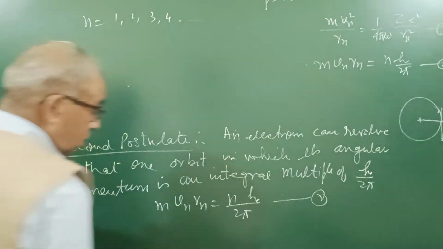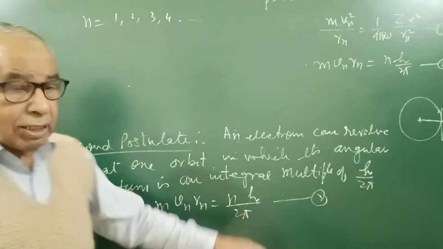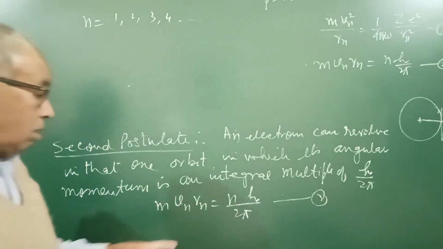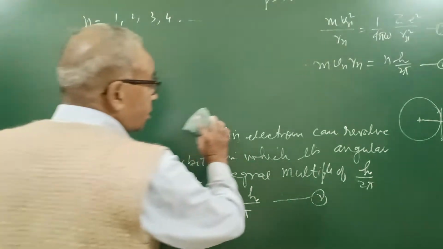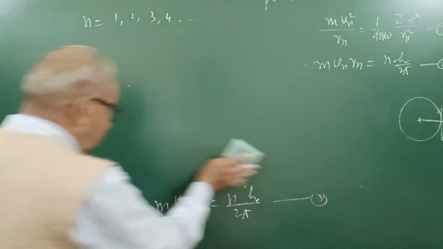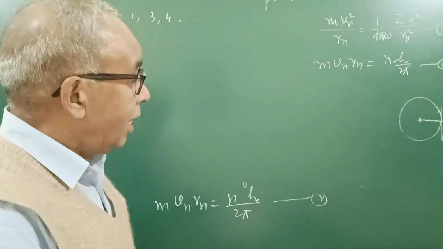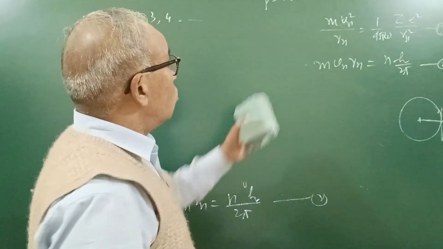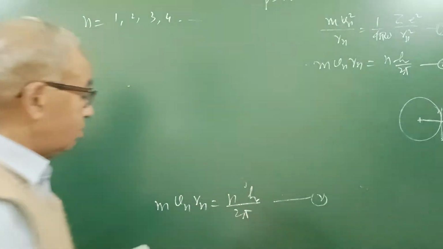So here it applies classical mechanics as well as quantum mechanics. nh upon 2 pi is the angular momentum. You may be asked what is the angular momentum of an electron in the first orbit. So n equal to 1, it is h upon 2 pi only. h is the Planck constant, and the unit of angular momentum is joule second.